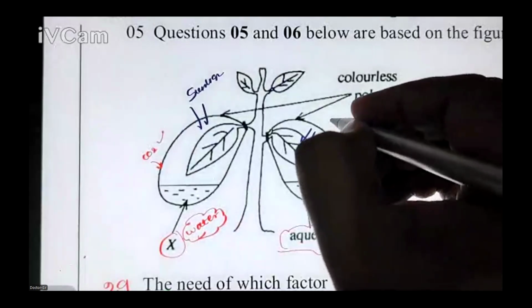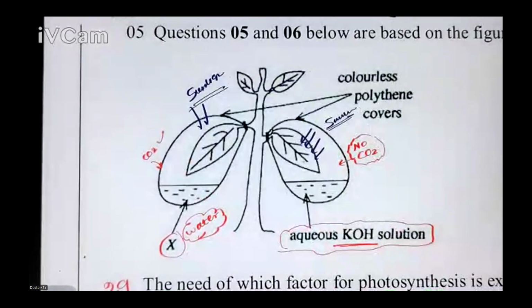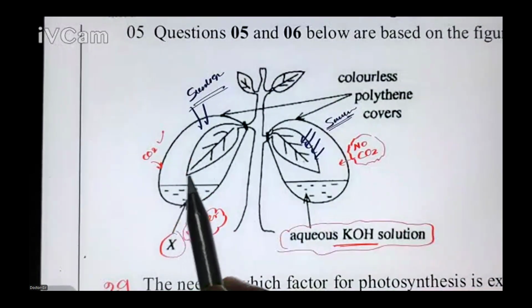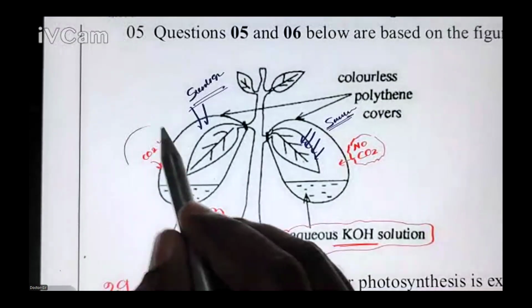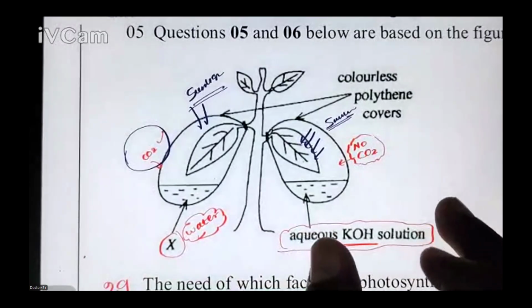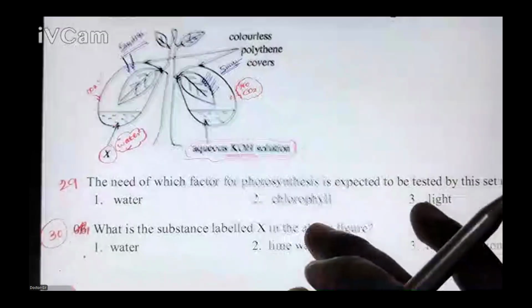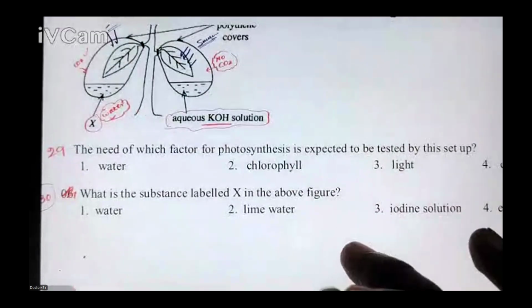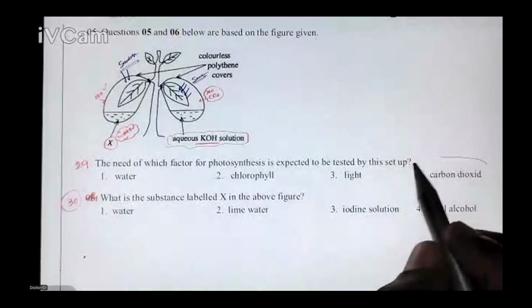Sunlight is also available here, right? Then what will happen? Now this CO2 is available only here, not here. So there is no CO2. So what will happen? Photosynthesis cannot be done. Now, which factor is photosynthesis limited by in the test? The answer is carbon dioxide.